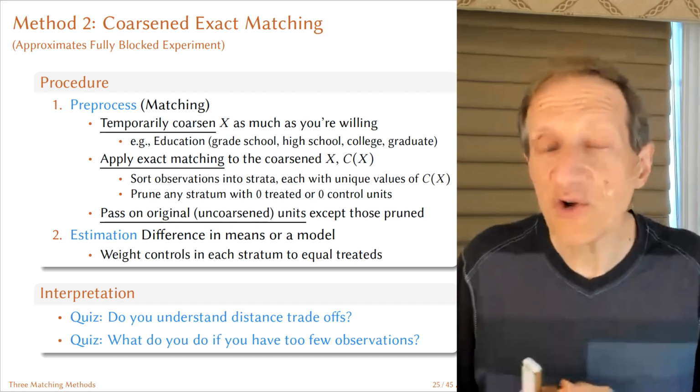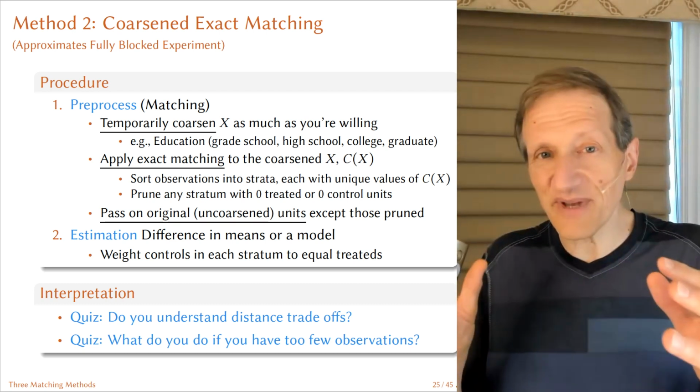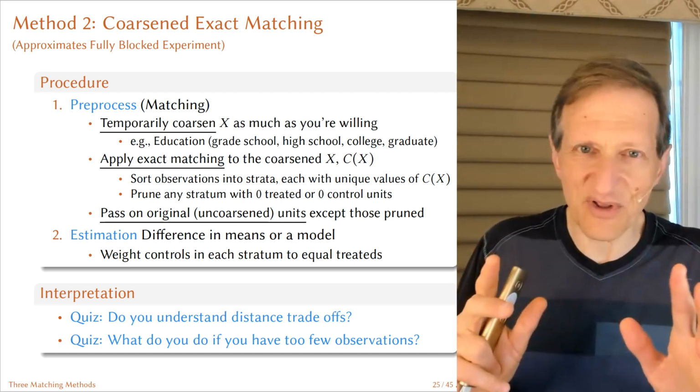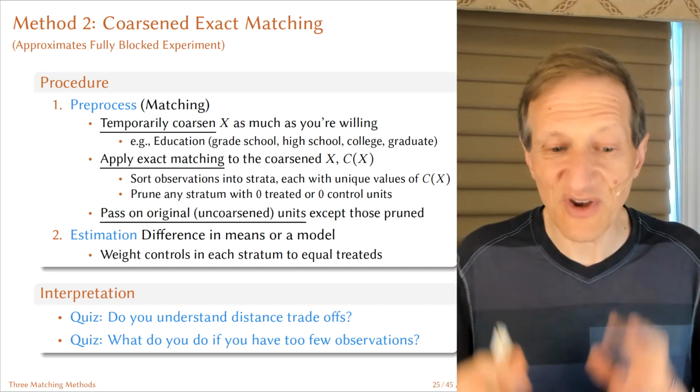What do you do if you have too few observations? Just like I said, you increase the bins, right? But if you increase the bins, you end up with potentially more model dependence. So you have to deal with that.